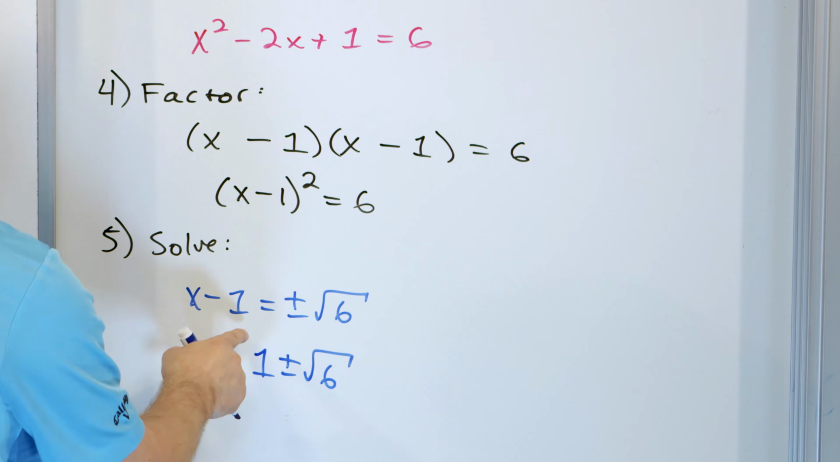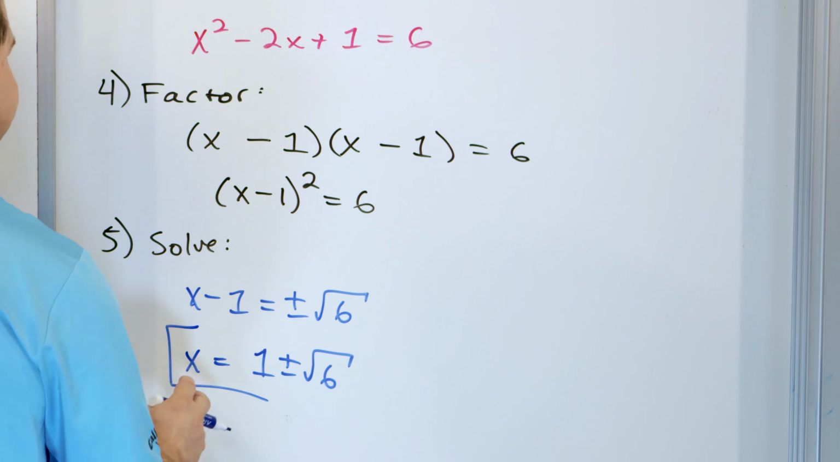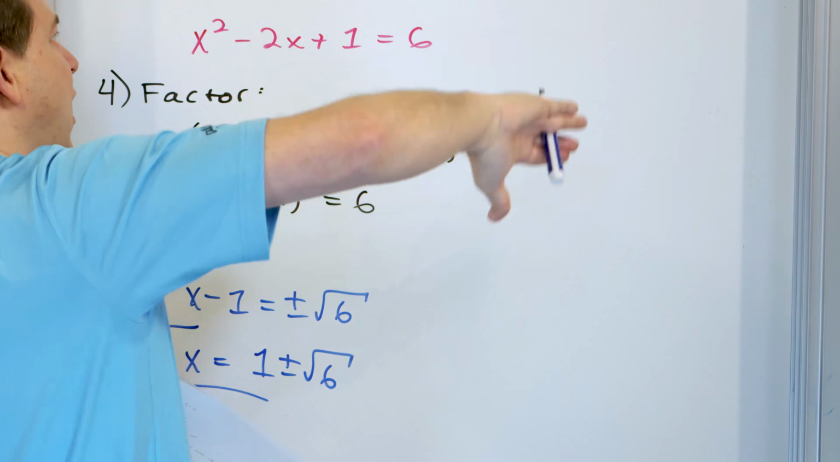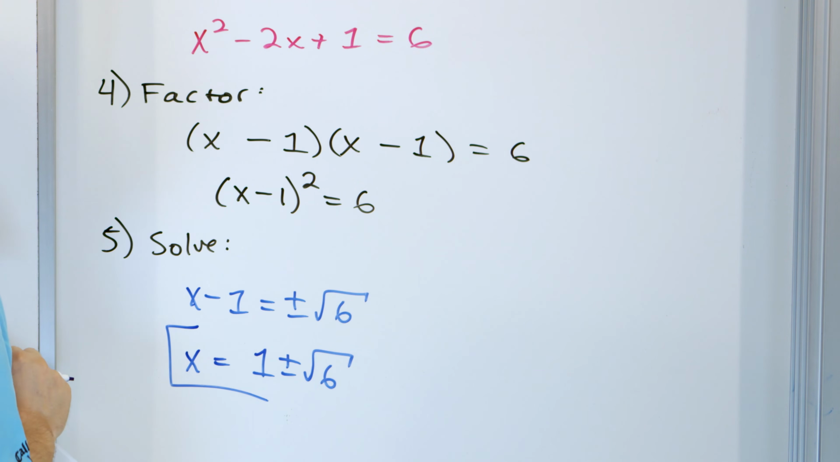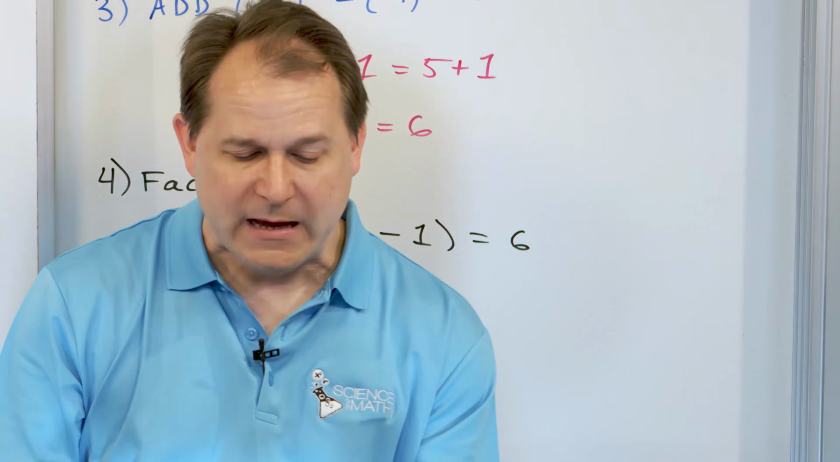So that means I have 2 answers, 1 plus the square root of 6 and 1 minus the square root of 6. I got real answers, which means this original equation does cross the x-axis some sort of way. It doesn't hover above or below. And I used completing the square to figure it out.